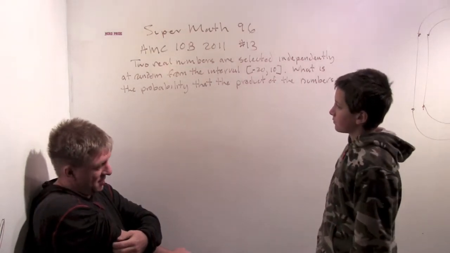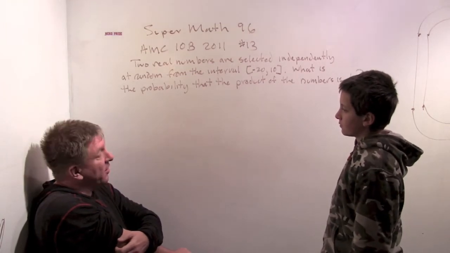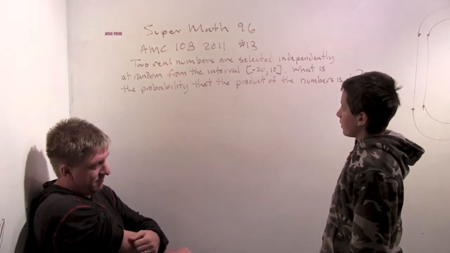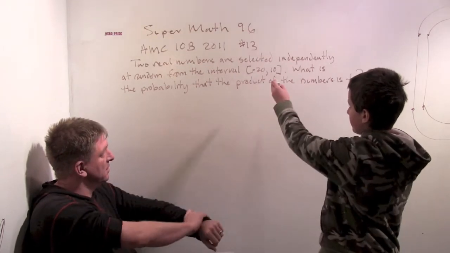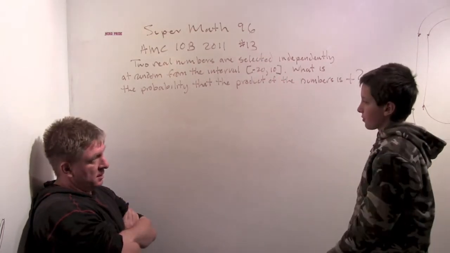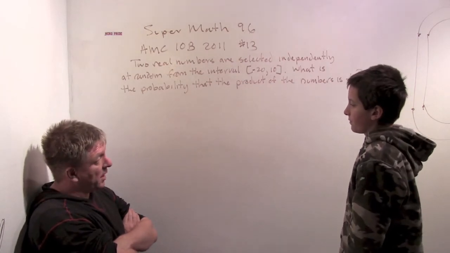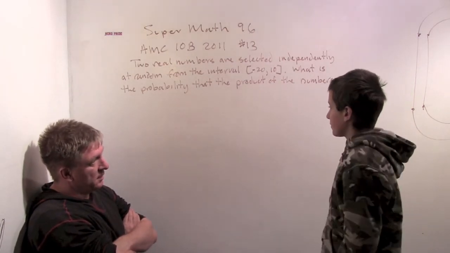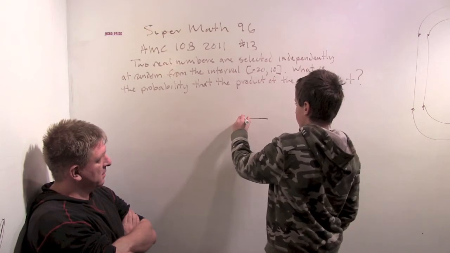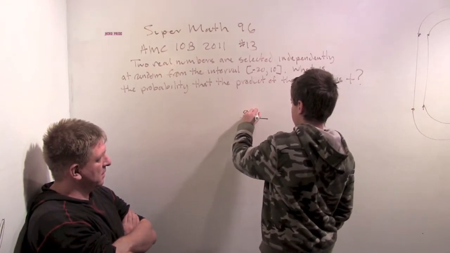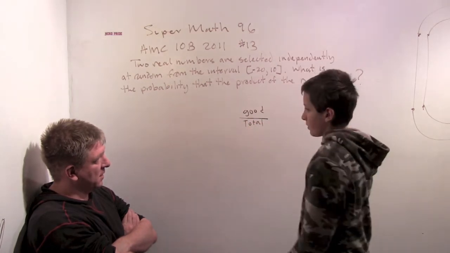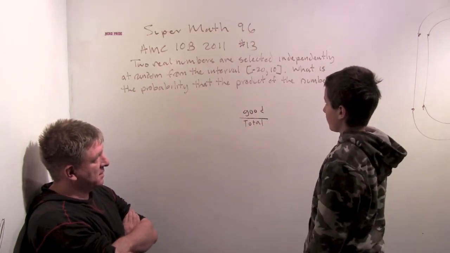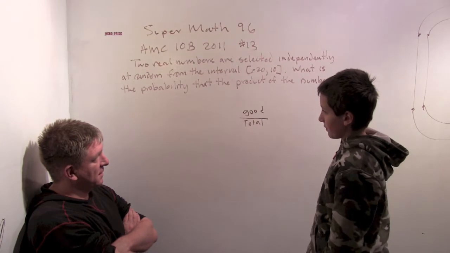Interesting. Okay. What are some thoughts you had about this problem? Well, how am I supposed to find the probability when you have real numbers? There's infinitely many real numbers in this interval. Good question. So how do we usually think about probability? Well, it's usually what we want, the good outcomes, over the total outcomes. Okay. But we'd have infinitely many of both. Yeah.